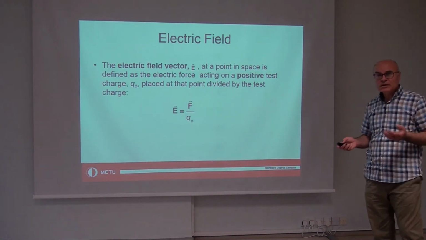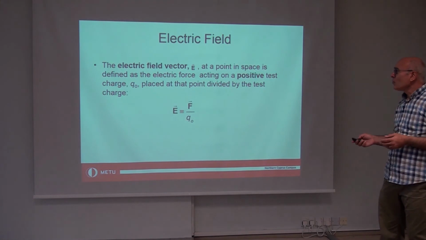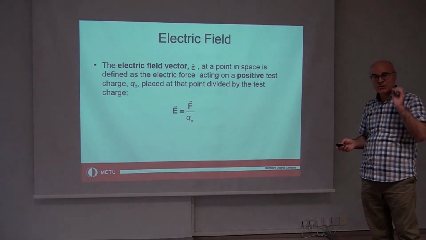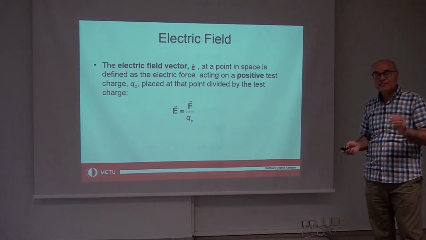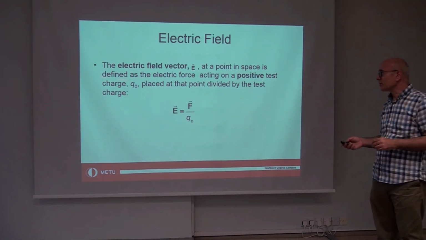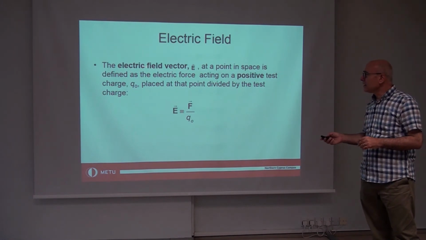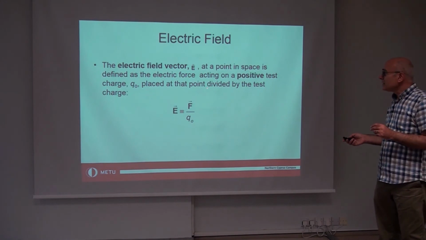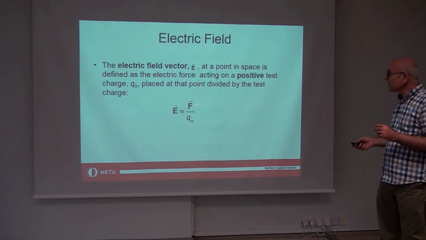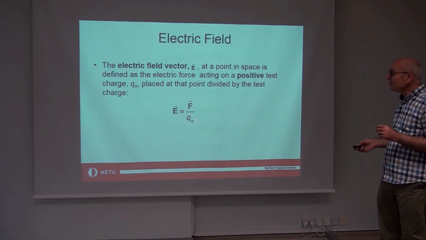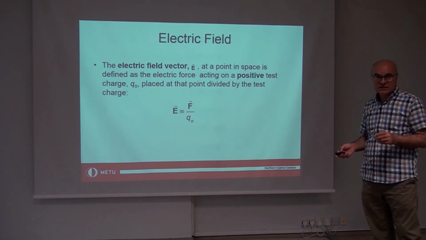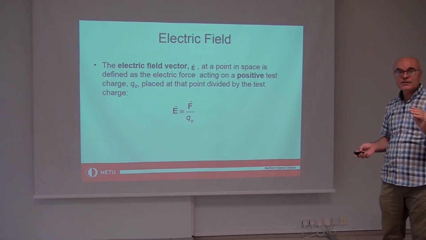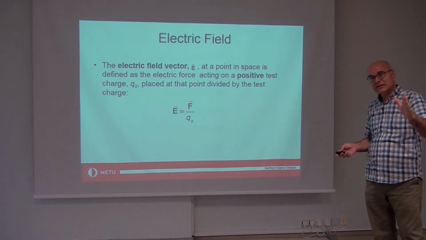What we do is the following. We take a positive test charge. This is important, especially when you want to fix the direction of the electric field. You have to take a positive test charge. And the electric field vector at a given point in space is the force on a positive test charge divided by that test charge. So this is how you define the electric field vector at a given point in space.